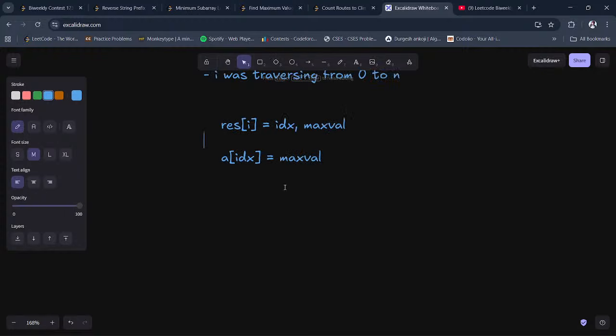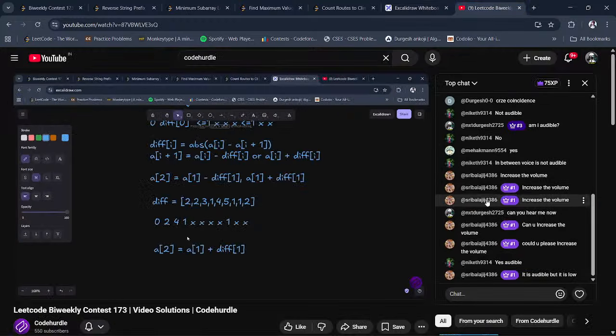since I want to increase my answer, I'm doing a of I equals a of I minus 1 plus difference of I. This makes sense, right? If I want to increase the answer, I will try to do a of I minus 1 plus difference of I.